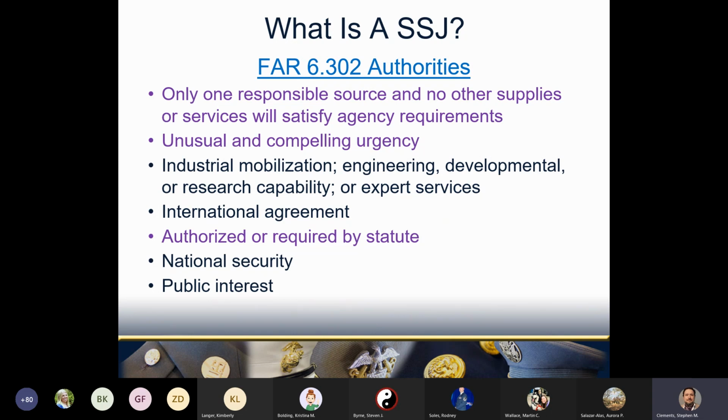Those you see listed in purple text, they're going to get their own slides with more details, since those are the ones we're most likely to use. But we're going to give a little detail on the ones in black, since we're not going to be looking at them again in this class. The list of justifications include only one responsible source and no other source can do, unusual and compelling urgency, emergency circumstances, industrial immobilization, and the rest of that line.